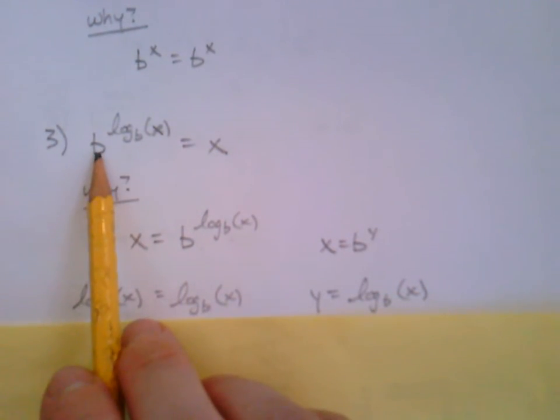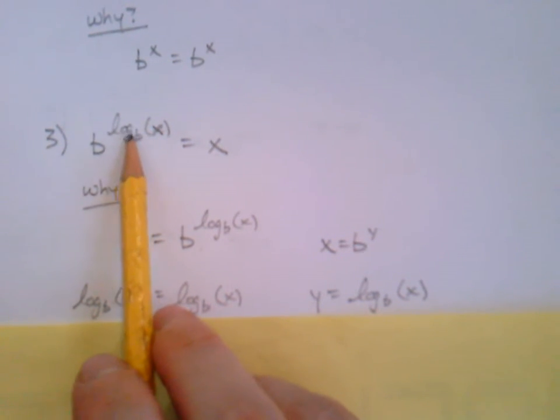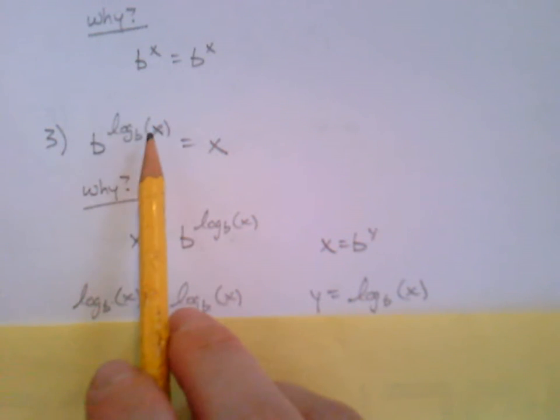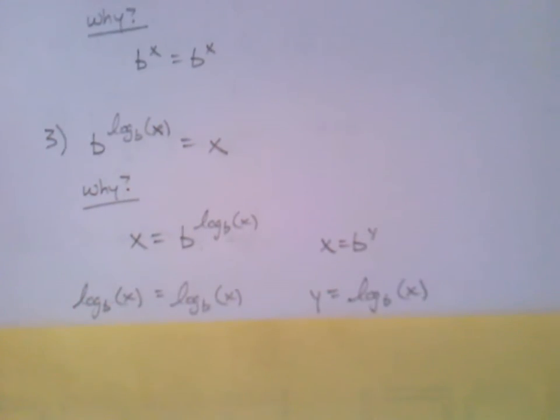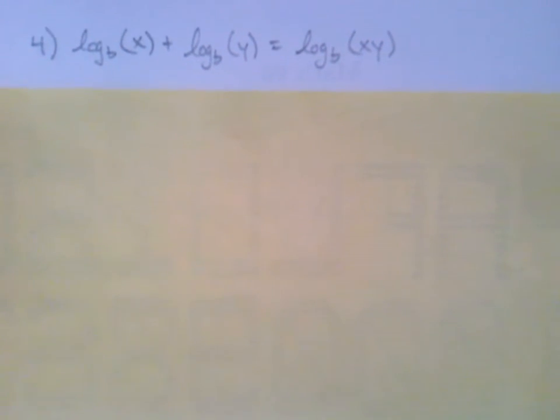So if I see base b there, and it's raised to an exponent that is a log with base b, those cancel out, and we just get whatever that is. It simplifies. Okay. Those are the first three properties. Here are 4, 5, and 6. 4, 5, and 6, especially 4 and 5, have a very close similarity. Okay, so let's look at number 4.